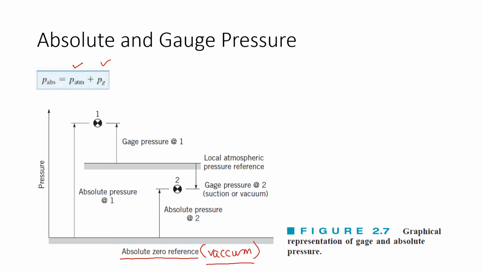So by measuring any pressure by taking the reference point as vacuum or zero pressure, that pressure is called absolute pressure. And gauge pressure is the pressure for which the local atmospheric pressure is taken as the reference. So if you are taking atmospheric pressure as your starting point, and then you are measuring a certain amount of pressure above that atmospheric pressure, then that pressure will be known as the gauge pressure. And this is the formula to relate these three pressures: the absolute pressure is equal to atmospheric pressure plus gauge pressure.